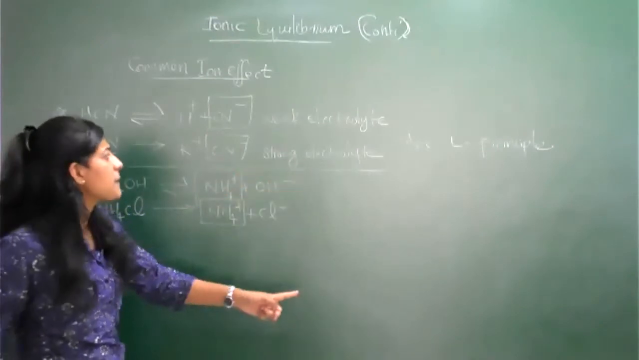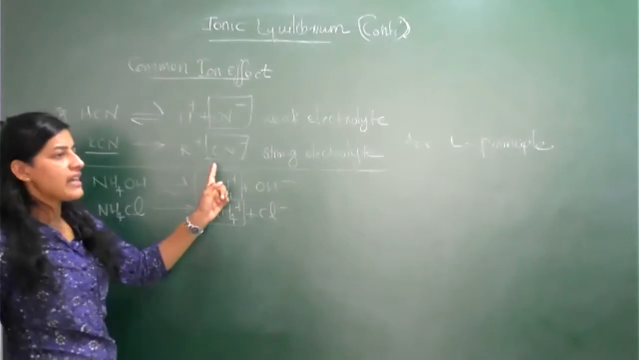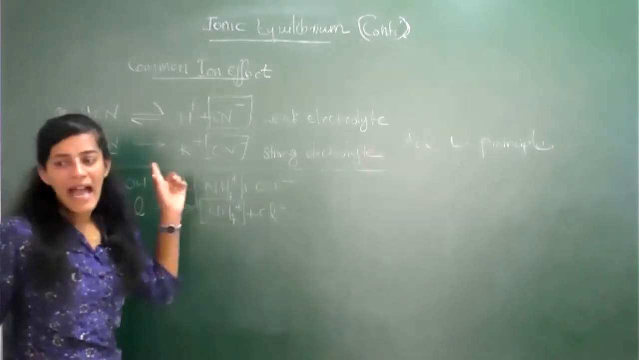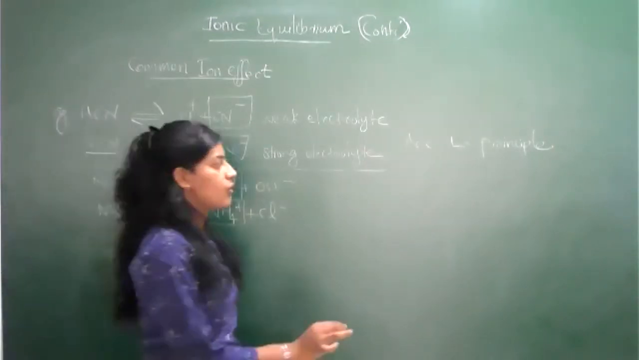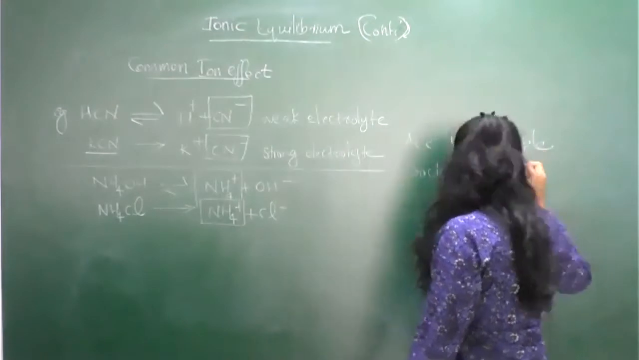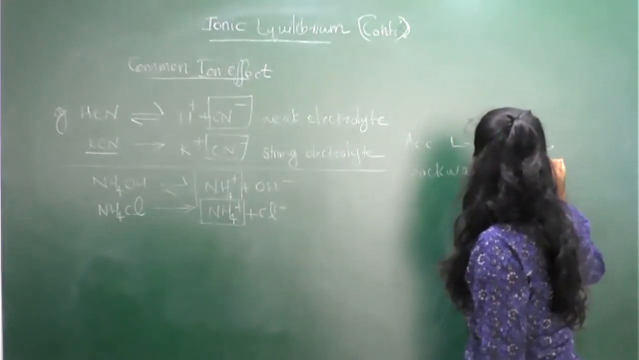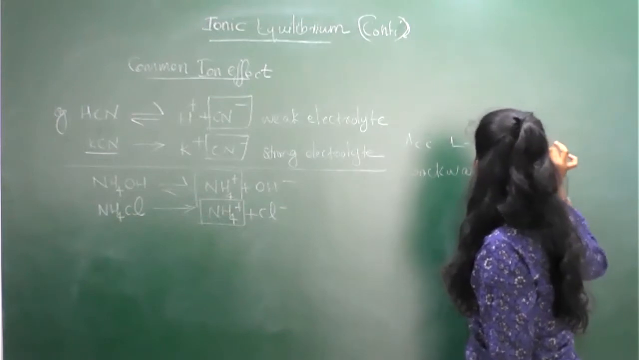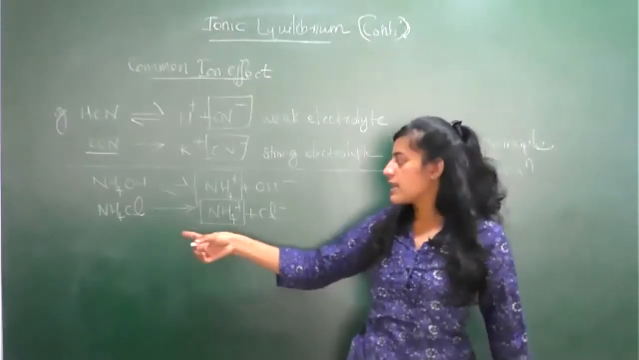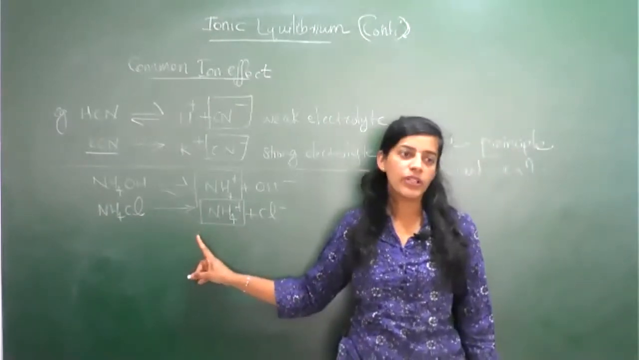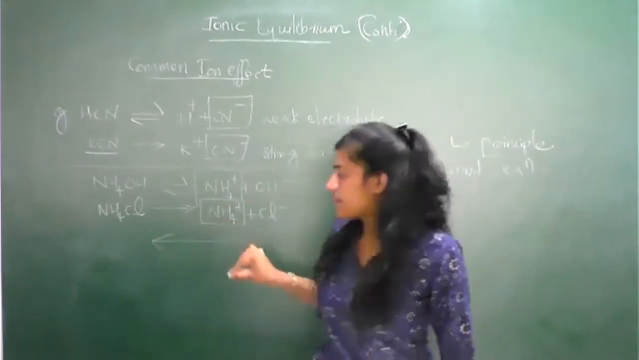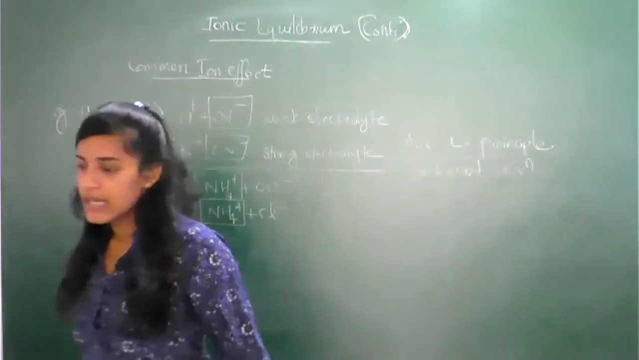So according to Le Chatelier's principle, in the system where the CN minus concentration becomes more, the system wants to readjust. For that purpose, the backward reaction should be in process. The backward reaction progresses more. What about here? Here also it is the same, because the ammonium ion concentration is more. So for minimizing this, the equilibrium shifts towards the backward side. These are the things.